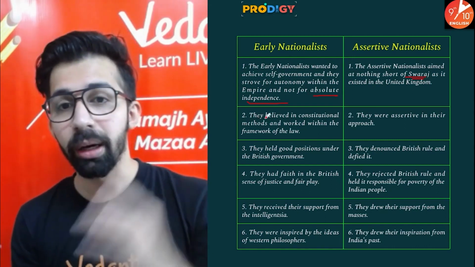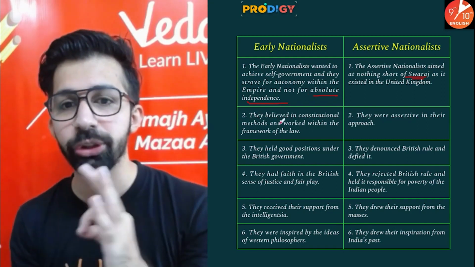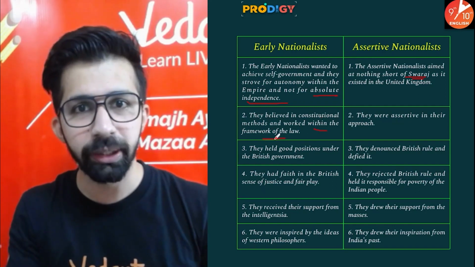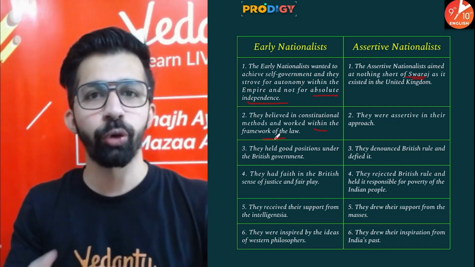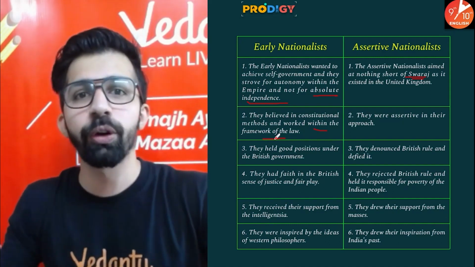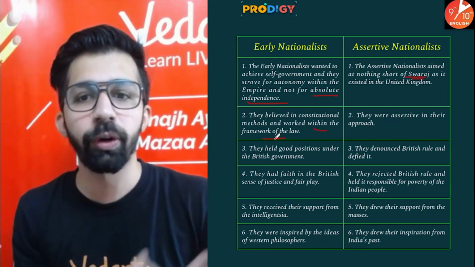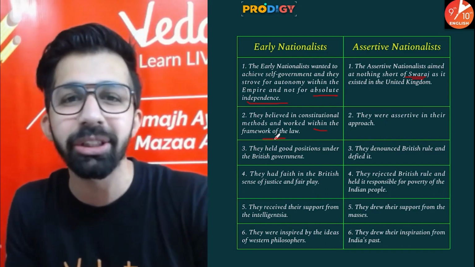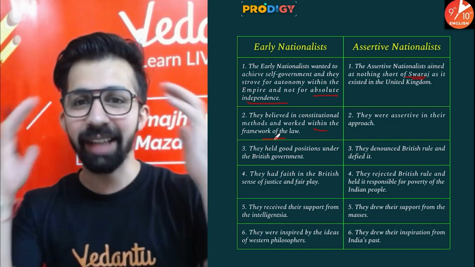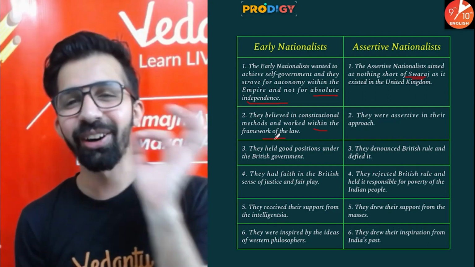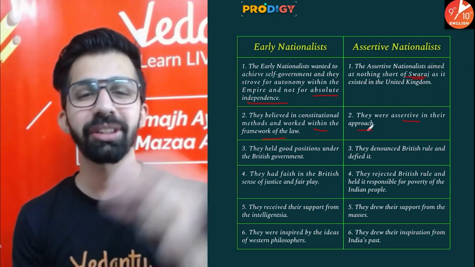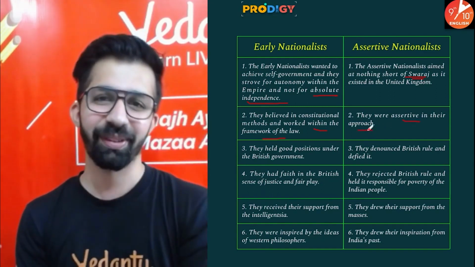Second, early nationalists believed in the constitutional method and worked within the framework of the law. They approached the Britishers lawfully, following the rules and regulations. They were of the view that if we follow the constitutional method, then our demands will be fulfilled. On the other hand, assertive nationalists were assertive in their approach. Assertive means radical. Simple as that.